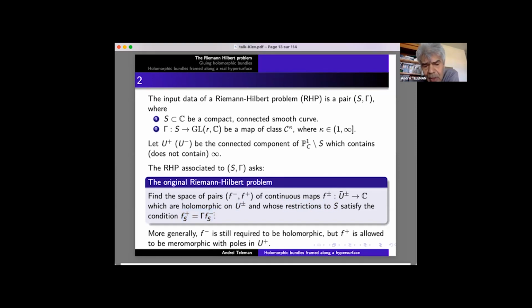More generally, we can still formulate a new, more general problem, in which F minus is still required to be holomorphic, but we allow F plus to be meromorphic with poles in U plus, for instance, at infinity.